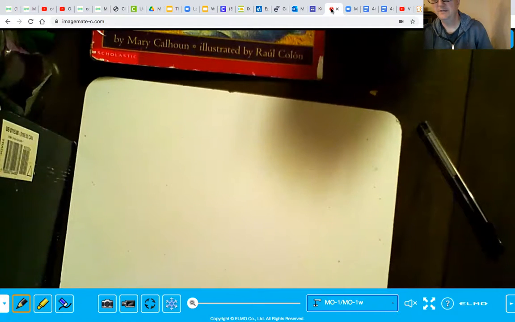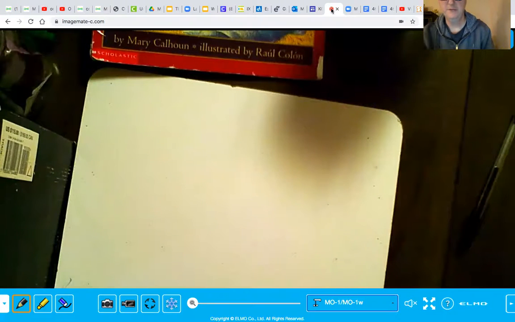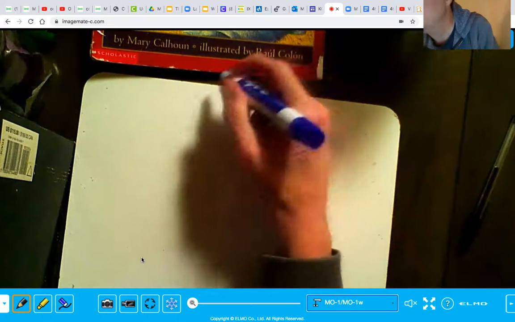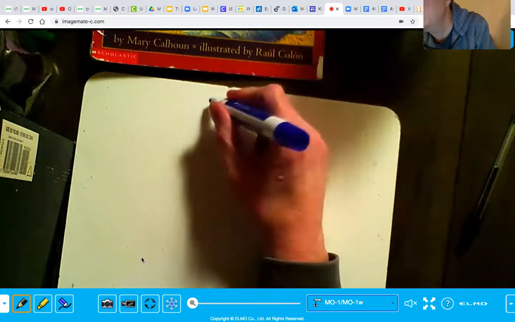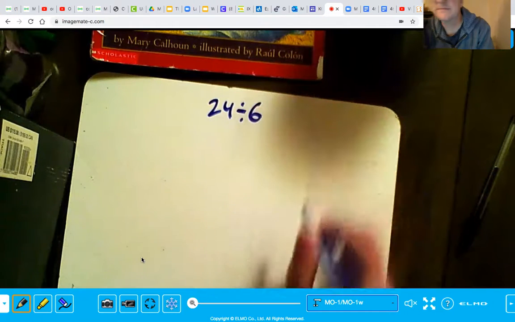Like we said, division is the exact opposite of multiplication. In multiplication, you take equal groups, put them together to make a total. In division, you take a total and split it into equal groups. Now, one of the first ways I want to talk about doing this, let's look at 24 divided by 6.